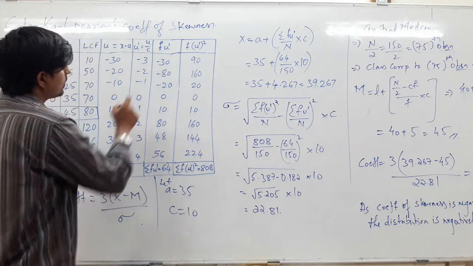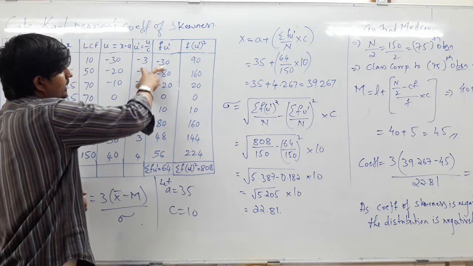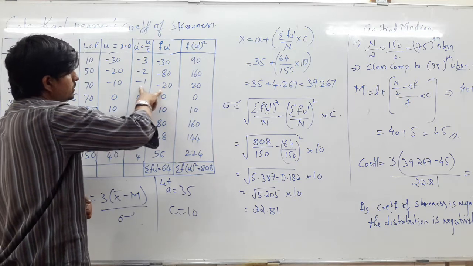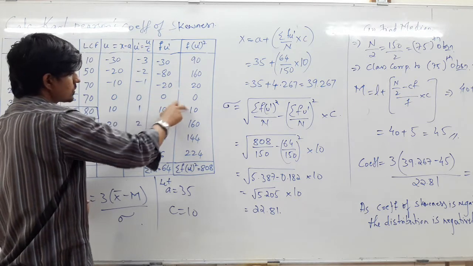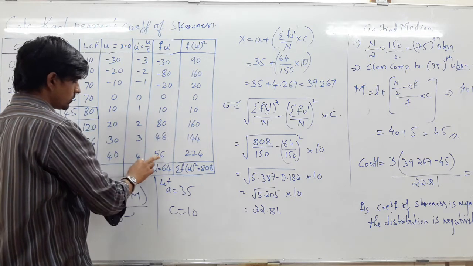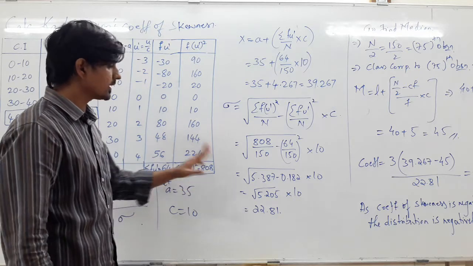Now we have got f u dash. We need to multiply by u dash once again. Minus 30 into minus 3 is plus 90. Minus 80 into minus 2 is 160. Minus 20 into minus 1 is plus 20. 0 into 0 is 0, 1 into 10 is 10, 2 into 80 is 160, 3 into 48 is 144, 4 into 56 is 224. Add all this, you get 808.